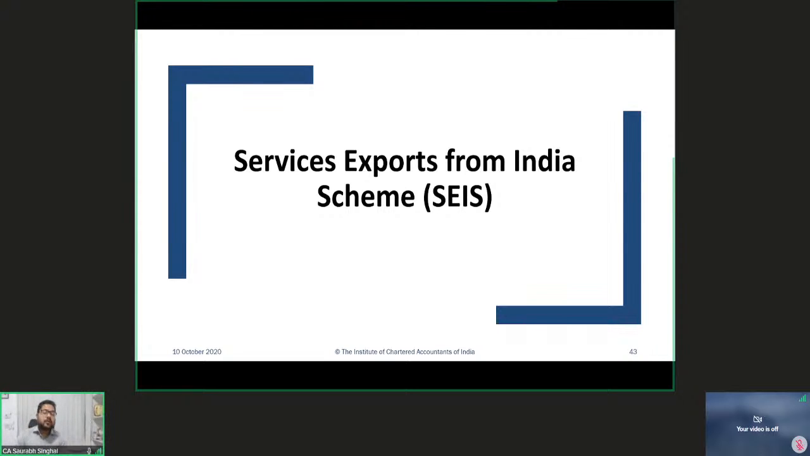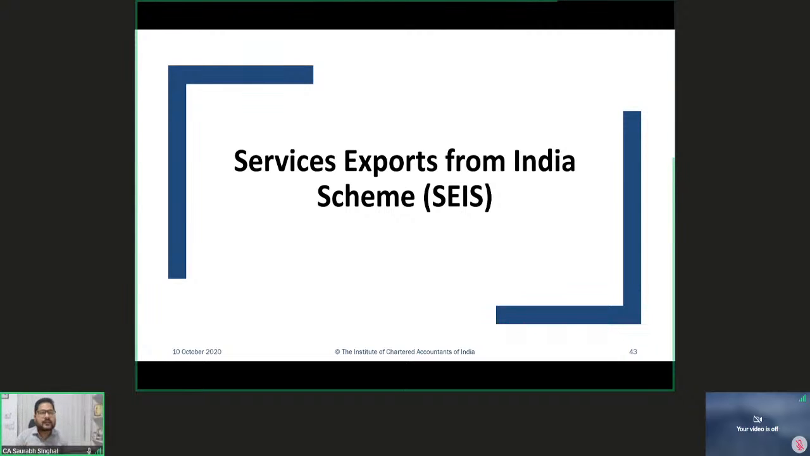So this was all about the Merchandise Exports from India scheme. This was on goods exported out of India. Now we are moving to another scheme, which is a post-export scheme. We are going to the second scheme, which is called the Service Exports from India Scheme. Now the scheme is fairly similar to MEIS. The objective, the reward rates, the application process are fairly similar. Just that some nuances have changed.